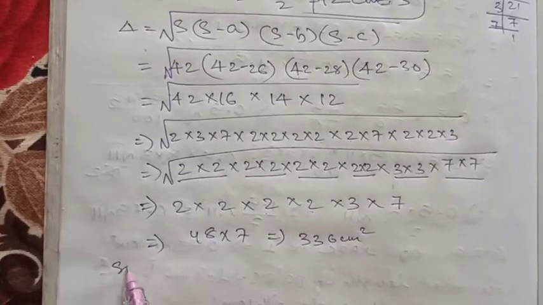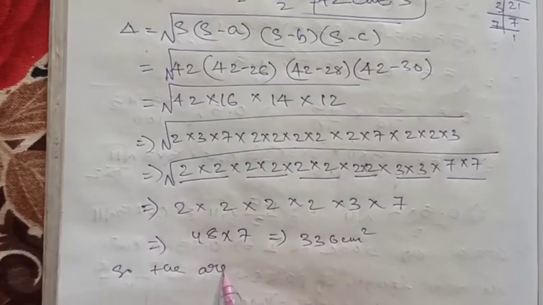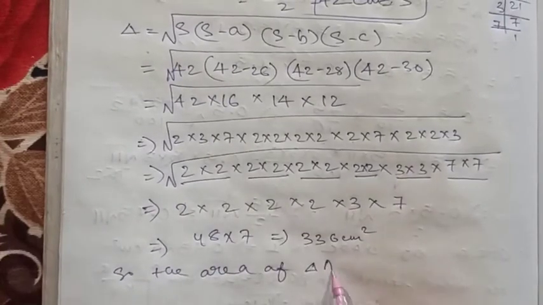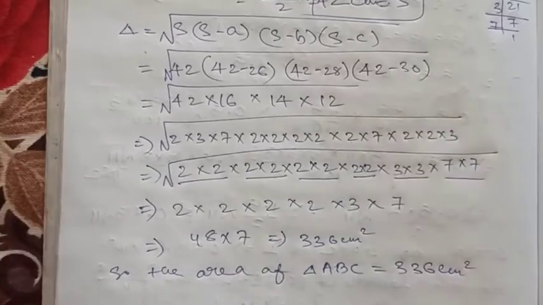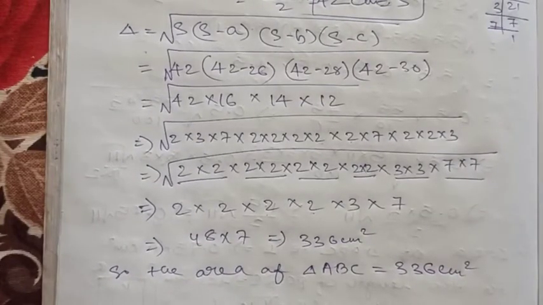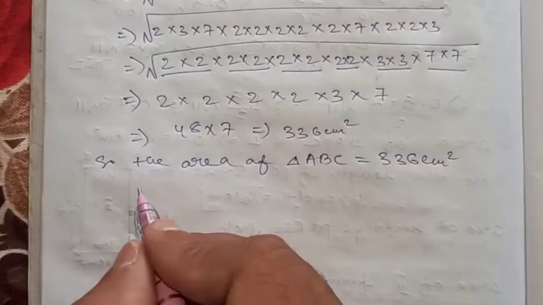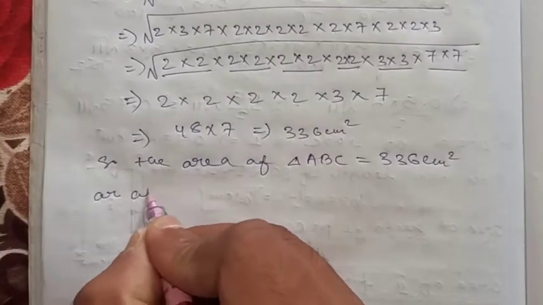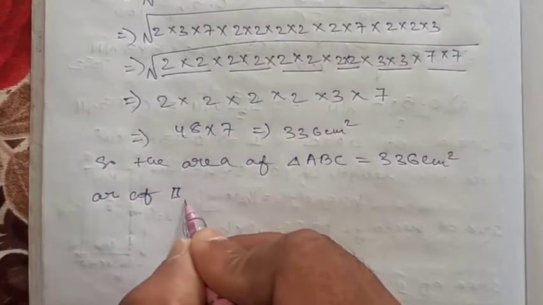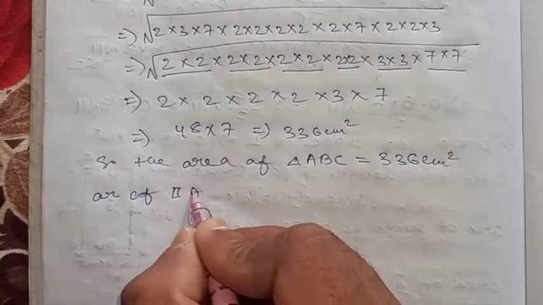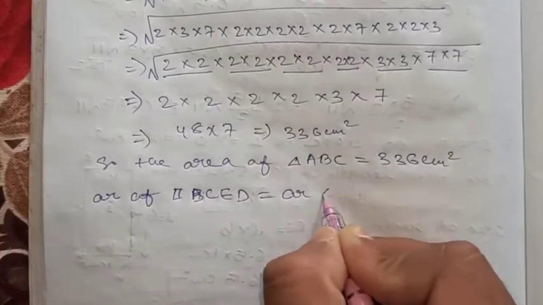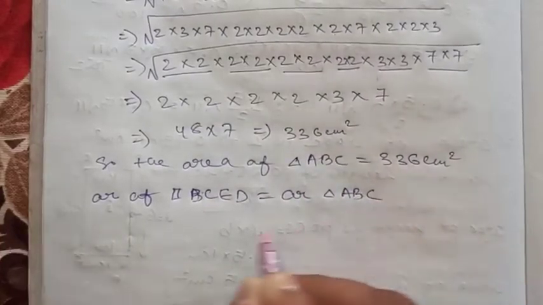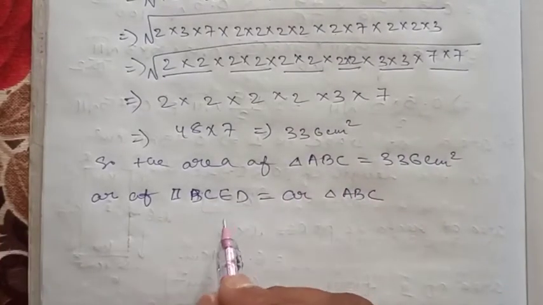Okay, so the area of triangle ABC is 336 centimeter square. Okay, now we will find out the height of the parallelogram. According to question, it is given that area of parallelogram BCED is equals to area of triangle ABC, because both are on the same base.